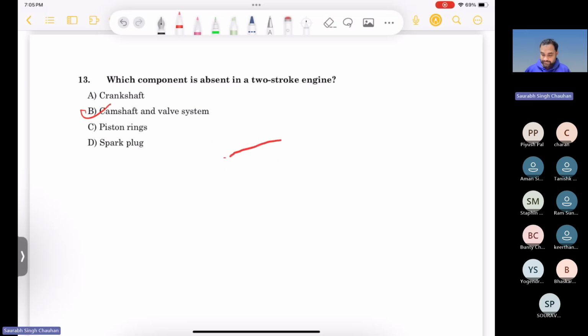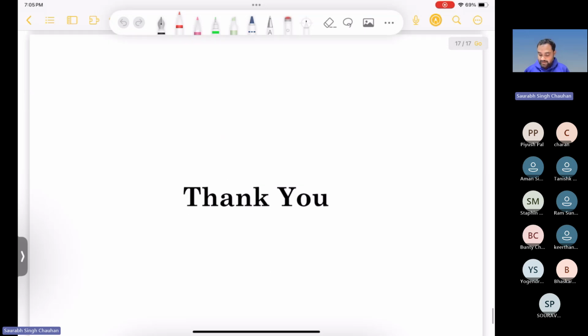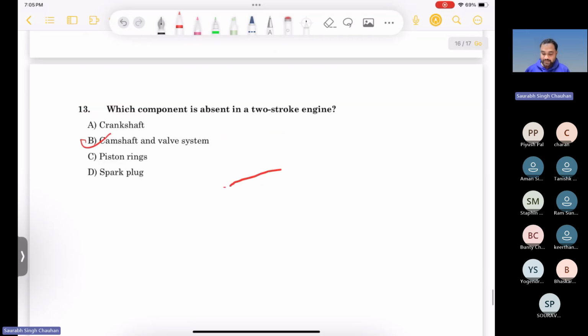So here we come to the end of our session. I hope that all the questions that we have discussed are clear, and you must have learned something new. And I hope that this session will be helpful for solving your assignment problems. And if there is any doubt, then please ask.